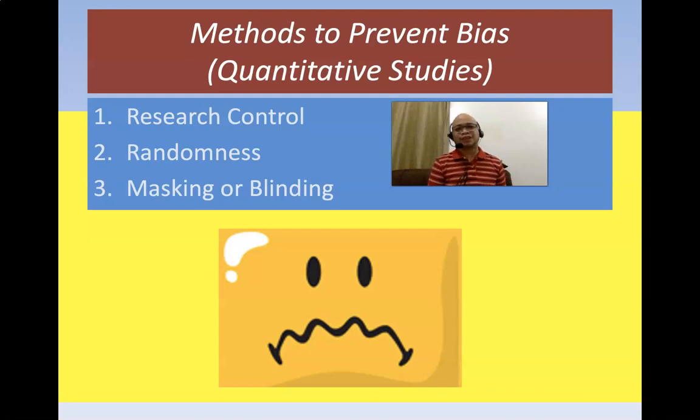Okay, so methods to prevent bias in quantitative studies should include adding a research control, randomizing your population, so you do not pick which one goes to the control group, which one goes to the experimental group, and masking or blinding. Meaning to say, one of the most effective ways of preventing bias is to do double-blind studies. So when you say double-blind studies, the participants themselves do not know whether they are part of the experimental or control group, and of course, the researchers do not know which among the population belongs to the control group or experimental group. So that's what you call masking or blinding.